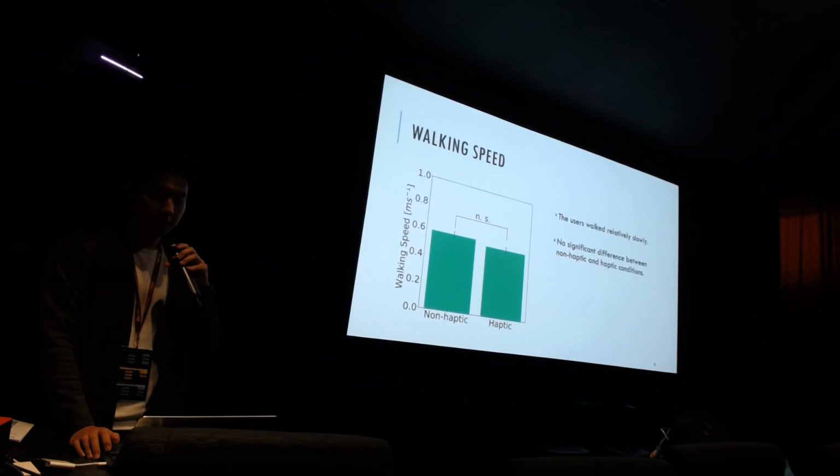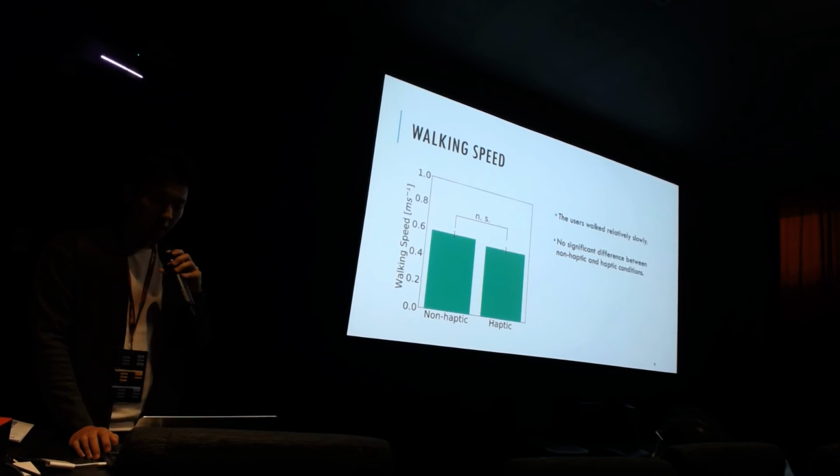This figure shows the walking speed. Error bars indicate the standard errors. Although the users walked relatively slowly, there was no significant difference in walking speed between non-haptic and haptic conditions. Therefore, the walking speed between the 2 conditions is unlikely to have a significant effect on straightness.